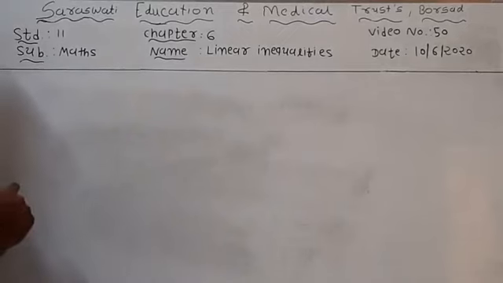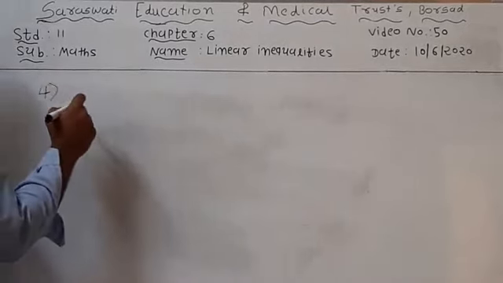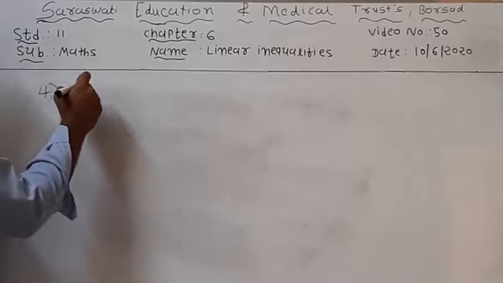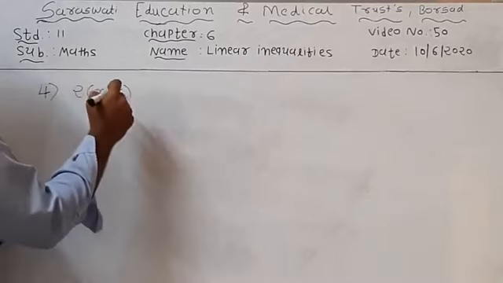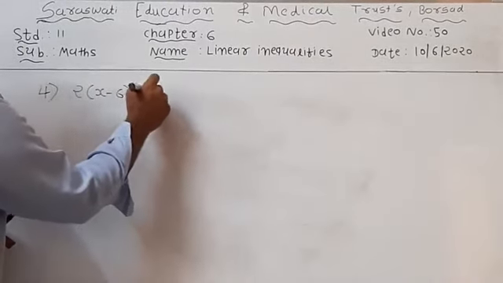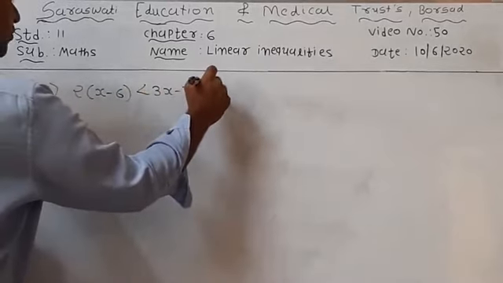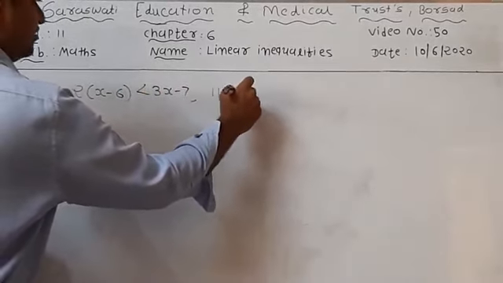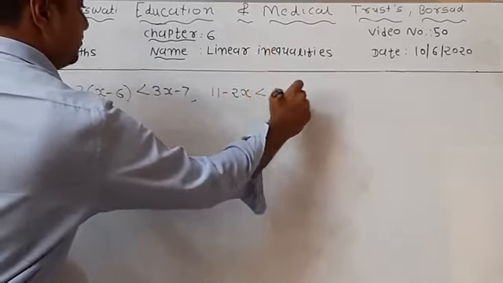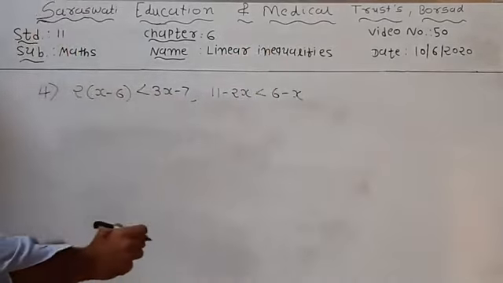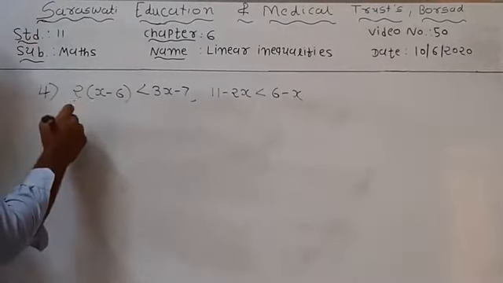Next question. Solve the following inequalities: 2(x - 6) < 3x - 7, and 11 - 2x < 6 - x. So now again, open this bracket.